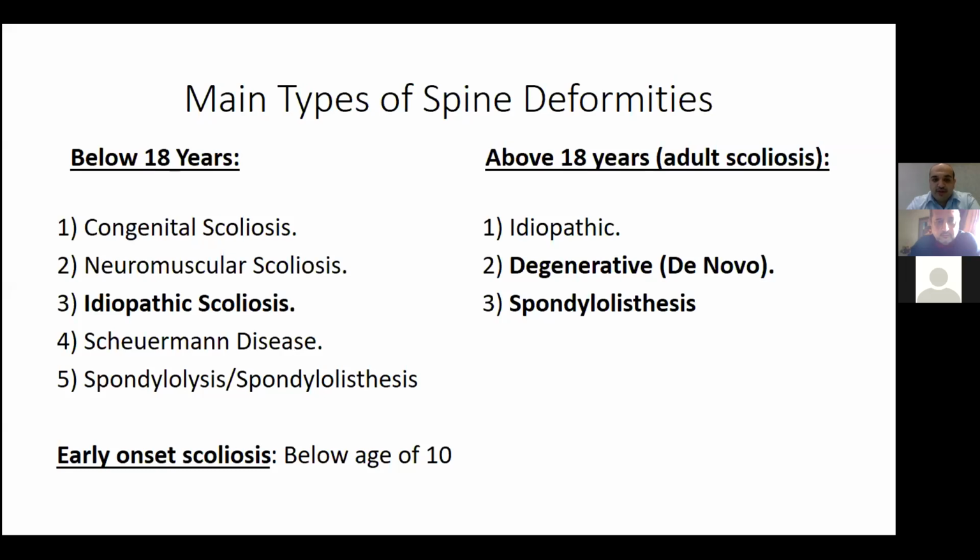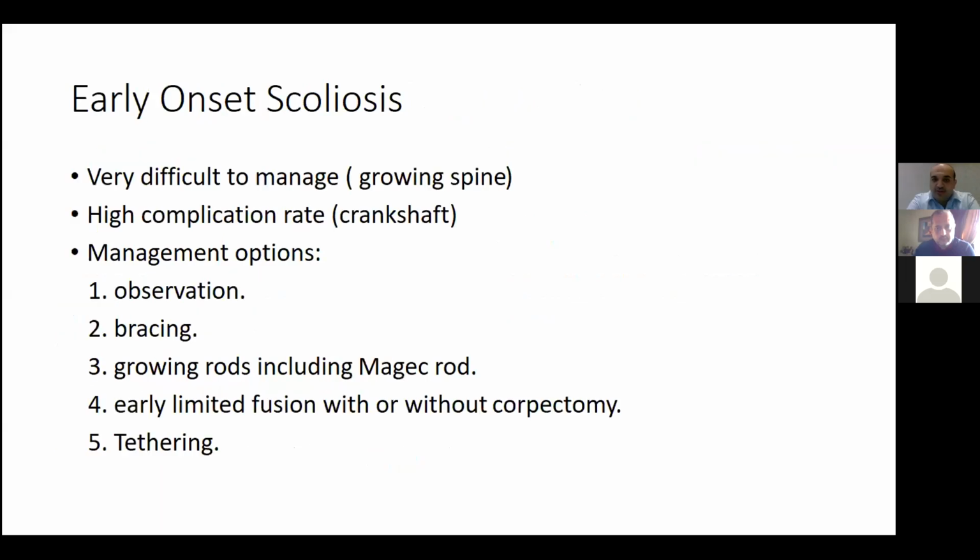So we'll talk about the other types. Always also look at the slide. We have what is called early onset scoliosis. Early onset scoliosis is any deformity below the age of 10, either congenital, neuromuscular, or idiopathic. This is always early onset. It's important because it is very difficult to manage. We still have a kid who is still growing. We cannot fuse kids at this age.